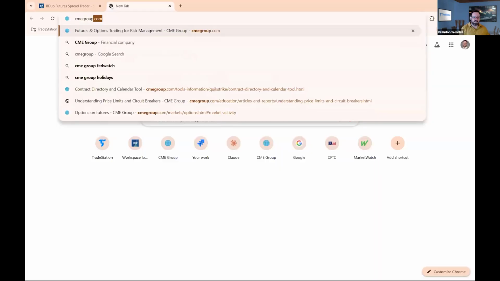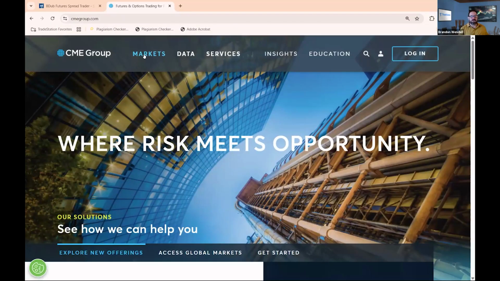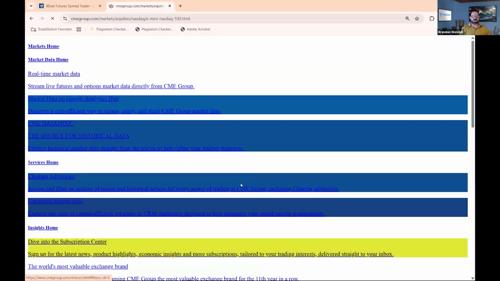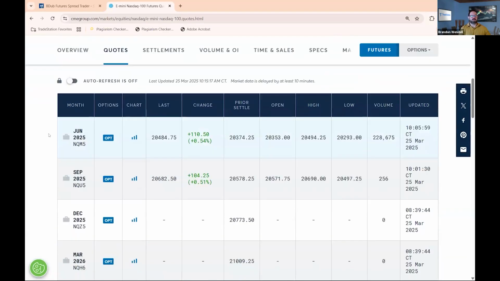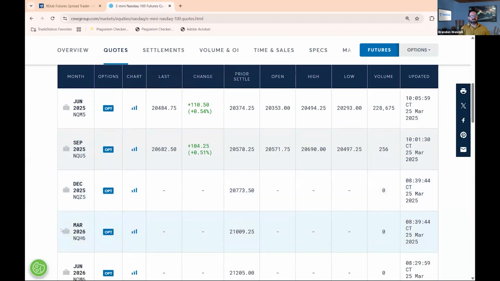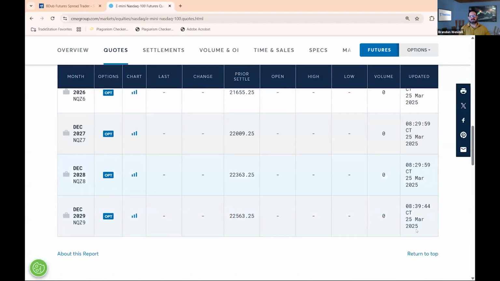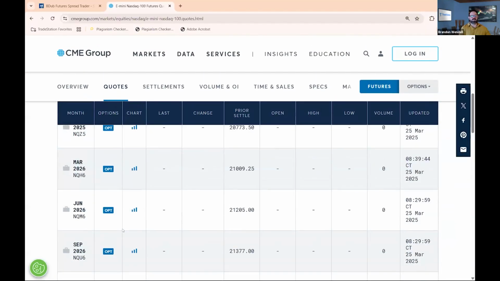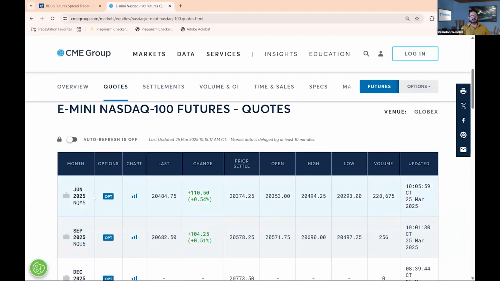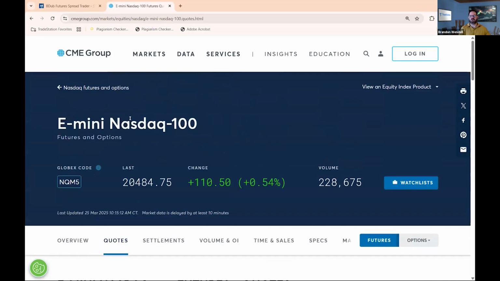Let me see here. I go out to CME Group and under markets, NASDAQ, just to show you, under quotes, there they are. June, 228,000 contracts so far today. September, 256 contracts, but there are other contracts still available. Actually, it's more than 5 now. They expanded, but nobody's really trading them. The front month is the one with the most volume. Now, keep in mind, it's not always the one that's expiring next. I said it's the one with the most volume. It's usually the one that's expiring next, but it isn't always.